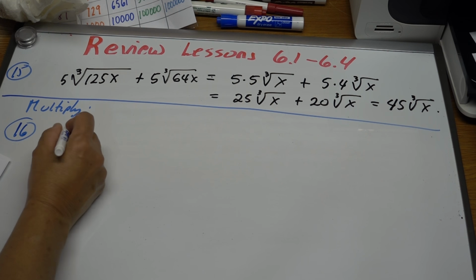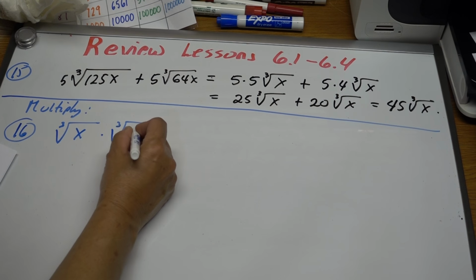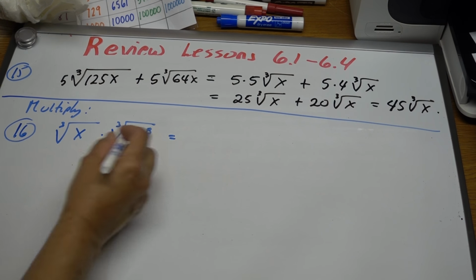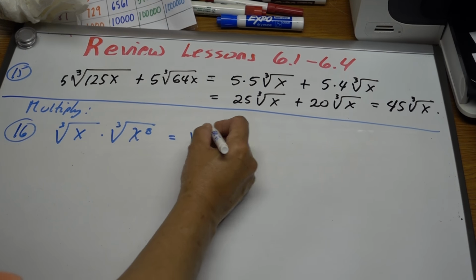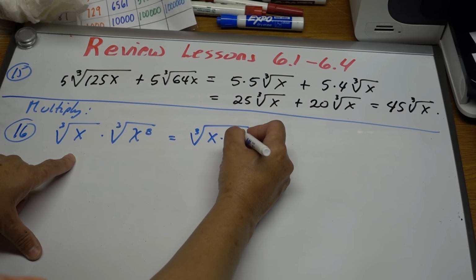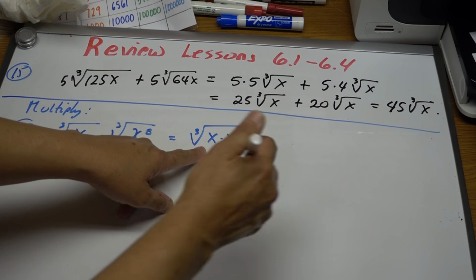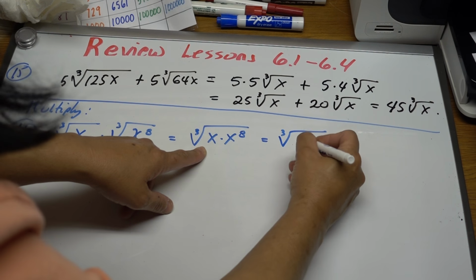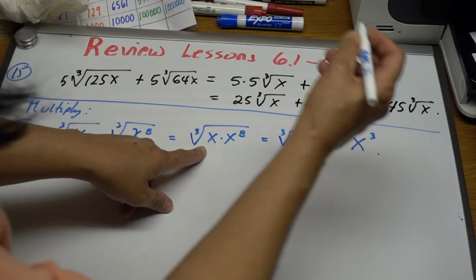Multiply cube root of x times cube root of x to the 8th. Since you have the same index, the rule says it's okay to write down everything inside of the radical. So when you multiply these two, you obtain x to the 9th. Cube root of x to the 9th is perfect. 9 over 3 is 3, so the answer is x cubed.